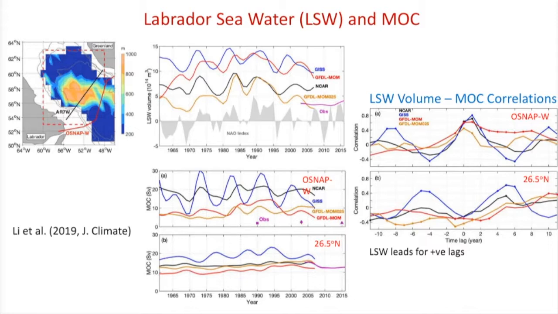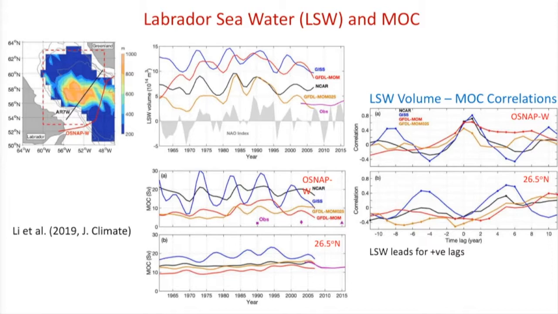And when we look at the Labrador Sea water volume and MOC correlations in these models, we see essentially that the Labrador Sea water volume is actually leading a positive AMOC anomaly, or MOC anomaly, in the models. And that's true at the OSNAP West line, that's the red line here. But if you go further south, that kind of relationship is breaking down and it's not consistent across the models.